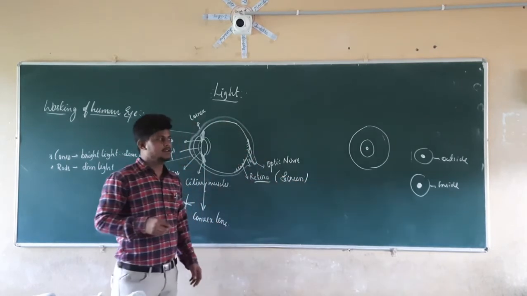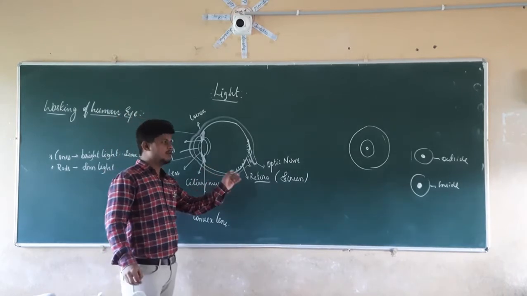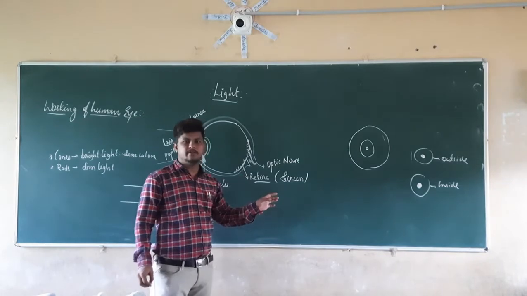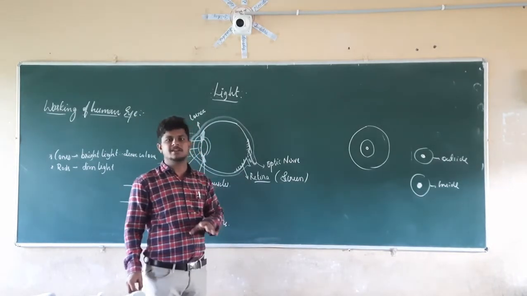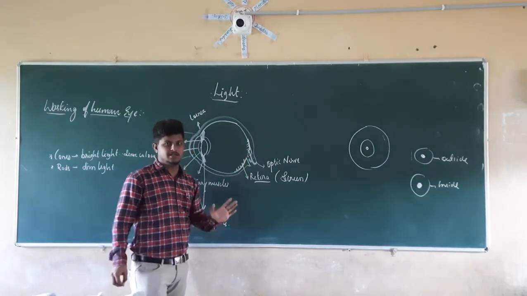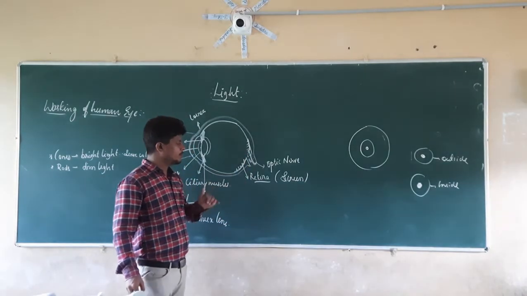The retina works as a screen. So whatever image is going to form on the screen is a real image only. So on the retina, if the image is formed here, that image is nothing but a real image. So the image is going to form on the retina. How is it going to form the image on the retina?